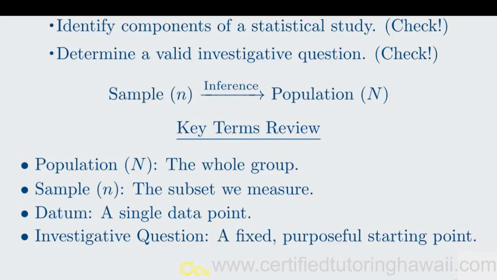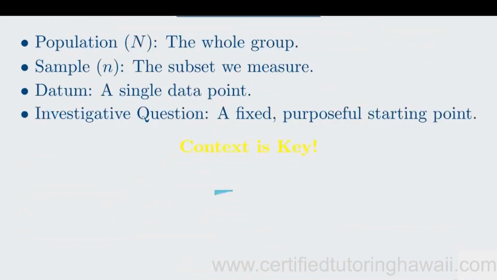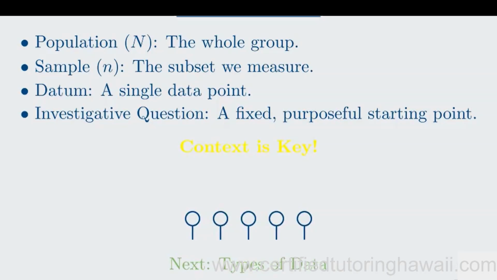Remember, the most important part of statistics is the context. Always relate your numbers back to the real-world situation you are studying. In our next lesson, we will begin looking at the different types of data we can collect from these samples. Great job getting started on your AP statistics journey.